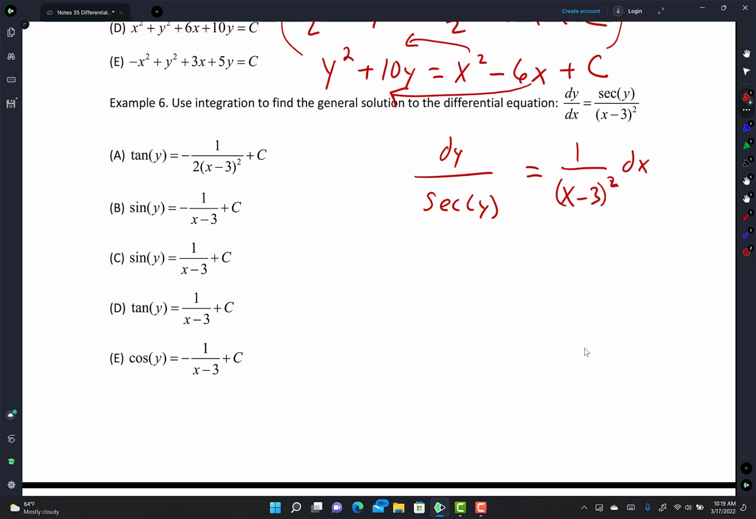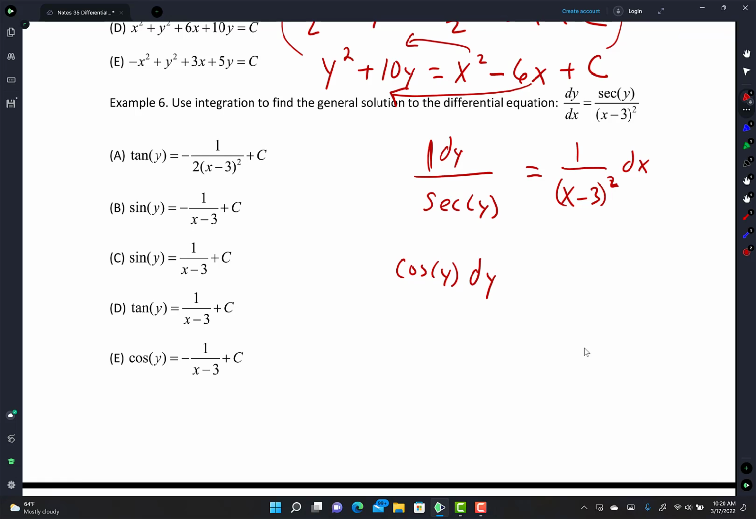Okay, so here's what I see. I see the left-hand side is going to be pretty simple. The right side can be complicated. It depends. All right. So I'm not going to integrate right now. What's 1 over secant? Bless you. Cosine, yeah. Yeah, be confident, guys. You're good. So can I write the left-hand side as cosine y dy?